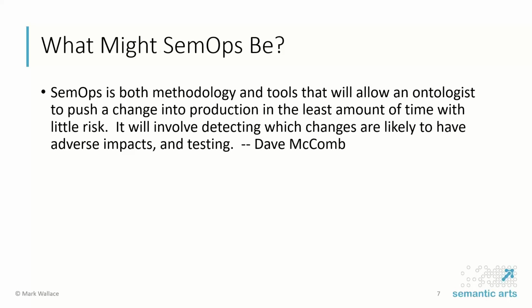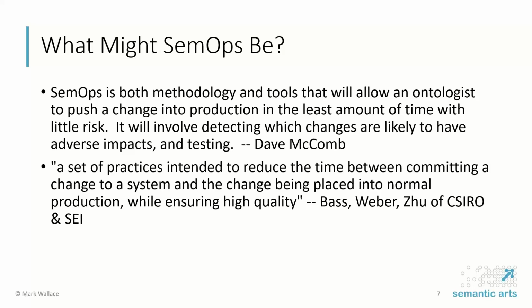So to quote Dave, he says, SemOps is both a methodology and tools that will allow an ontologist to push a change into production in the least amount of time with little risk. It would involve detecting which changes are likely to have adverse impacts, and testing. Okay, so same idea now on the ontology side, right? And we'll dig into all the aspects of that as we keep going.